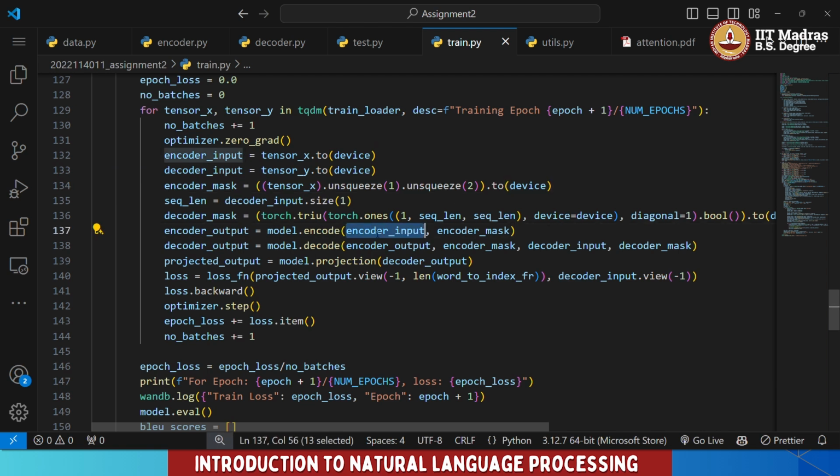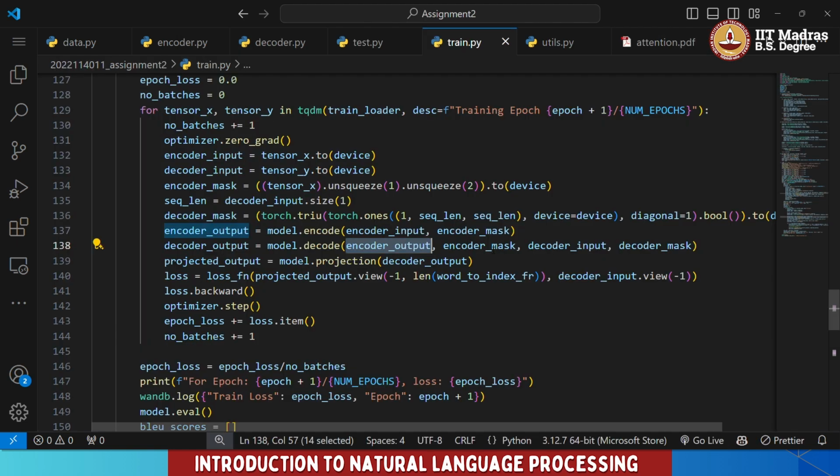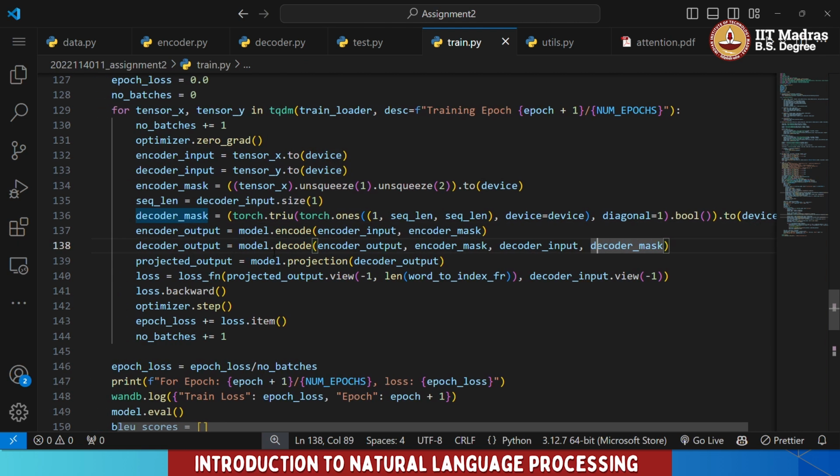The encode function takes the encoder input and encoder mask, and it gives an output. The decode function takes the encoder output, the encoder mask, a decoder input and a decoder mask. The decoder mask is a look ahead mask. That is what has been passed. This mathematical equation is for a look ahead mask. That is what passes to the decoder, and then we get the decoder output.